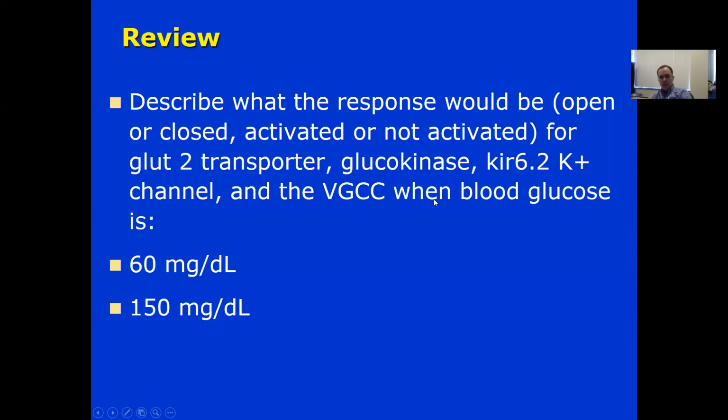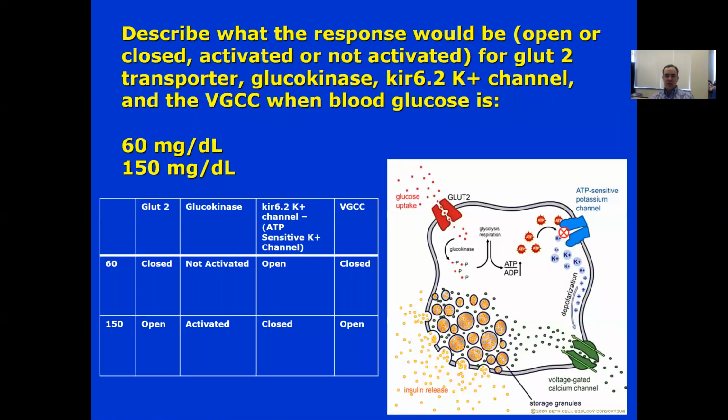All right, let's go ahead and review how much you got right here. So here again is the question, and here are the two levels of blood sugar, and here is our pathway or figure that shows the release of insulin from the pancreas. And so let's start out. Again, we talked about GLUT2, glucokinase, the ATP-sensitive potassium channel, and then the voltage-gated calcium channel.